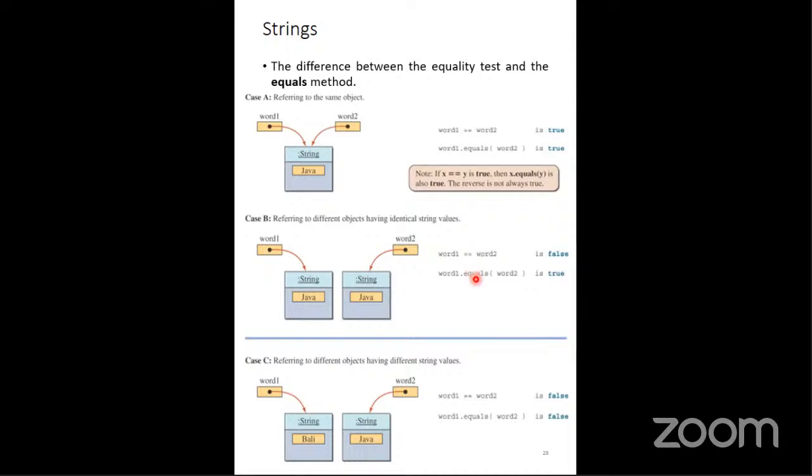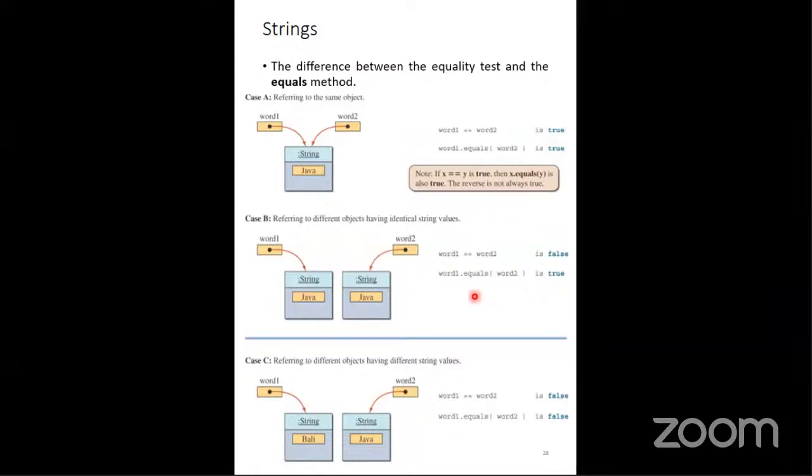But now if I use the equals method on the same two reference variables, word 1 dot equals word 2, the equals method looks at the content of the string. Is this content the same as this content? Yes, it is the same. It returns true. Of course, with case sensitivity. If this Java is written with a small j, then this returns false because it is case sensitive. If I want to ignore the case, I will write equalsIgnoreCase. In that case, Java with a small letter j and Java with a capital letter J will be equal. It returns true. All right.